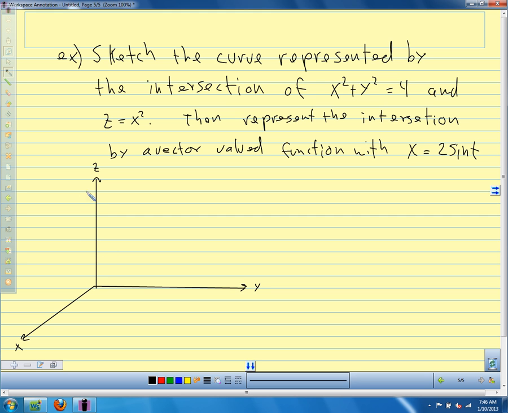So here's my right circular cylinder along the z-axis, a portion of it. So there's a portion of that cylinder.